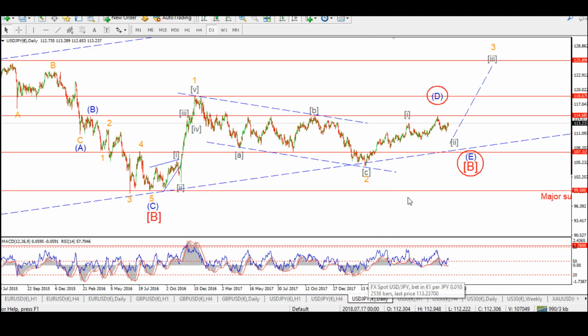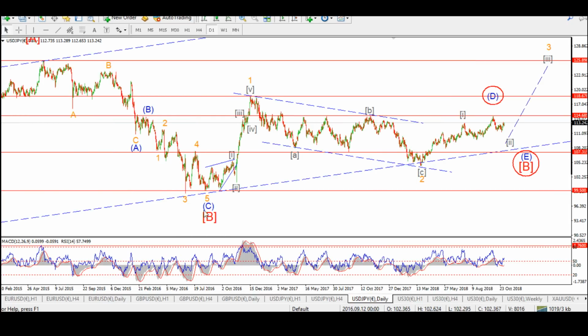Dollar yen is, of course, continuing to be an enigma in the longer term. In the short term, it's working out okay, but in the longer term, I'm kind of leaning towards this triangle that I'm showing on the daily chart here. So right now I'm showing wave B in red here at the 2016 low, and that was 99.50.